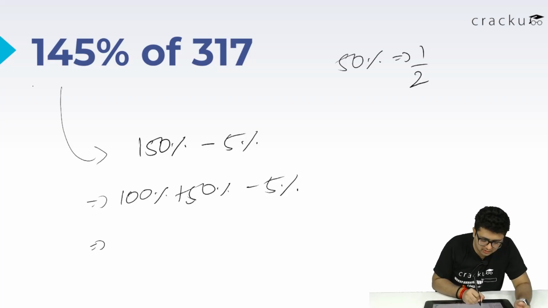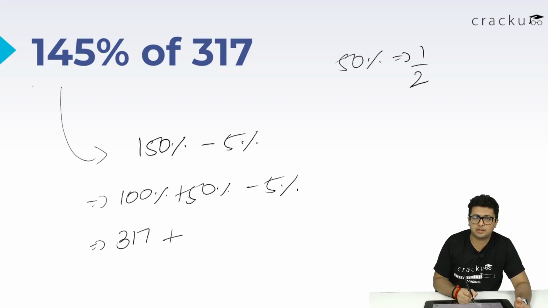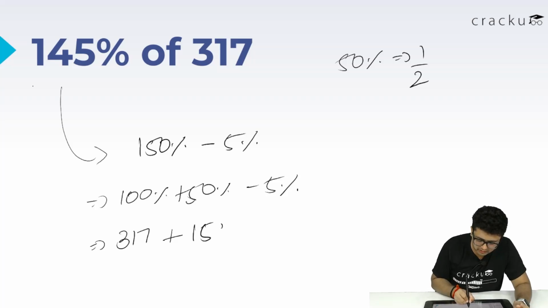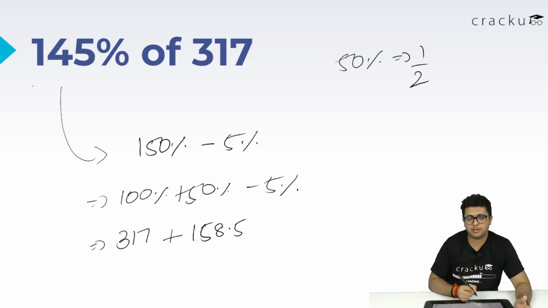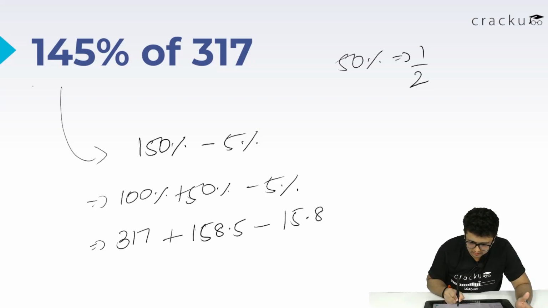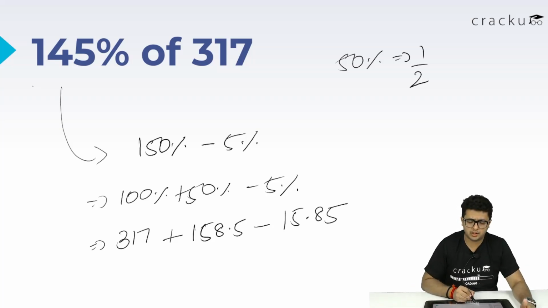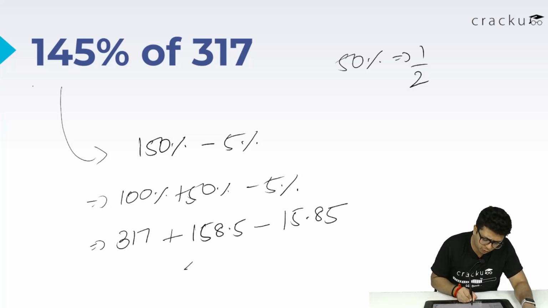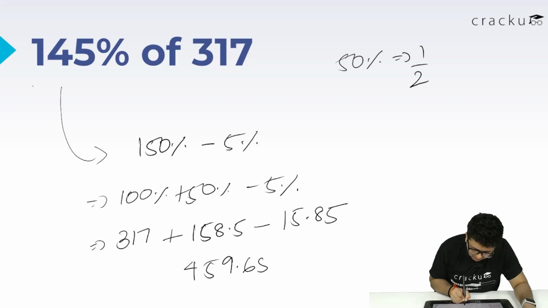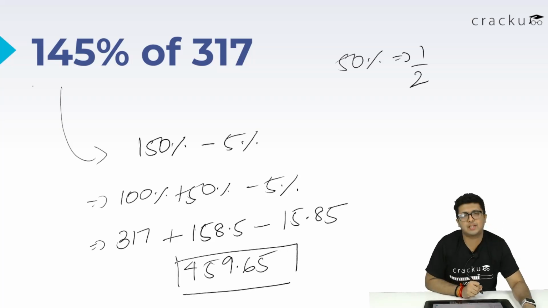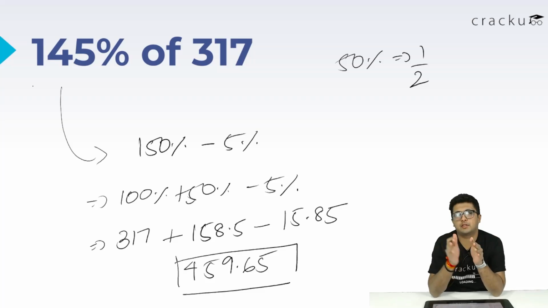So 100% of 317 will be 317, right? 50% of 317 will be 158.5, and 5% of 317 will be, moving one decimal point, 15.85. So we have 317, which is 100%, we have 158.5, which is 50%, and then we have 15.85, which is 5%, right? So all I need to do is add these up. I get 459.65, which is 145% of 317. So by breaking down bigger percentages into fractions, calculation becomes much simpler.